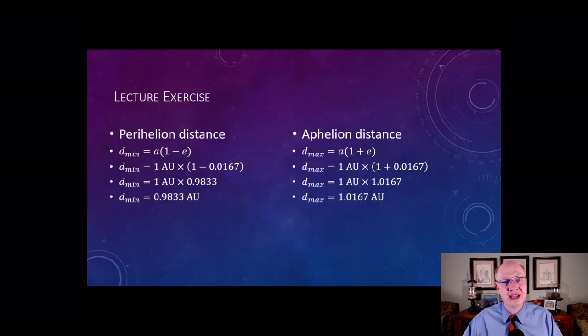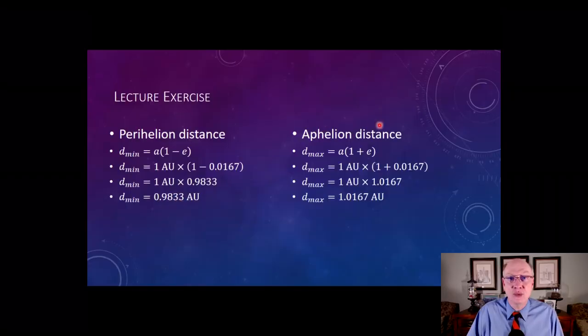So the only place that significant figures play a role here is in the eccentricity, and I gave that to you to 4 decimal places, so the answer comes out to 4 decimal places. So that is when we are closest to the sun. We're 0.9833 astronomical units from the sun.